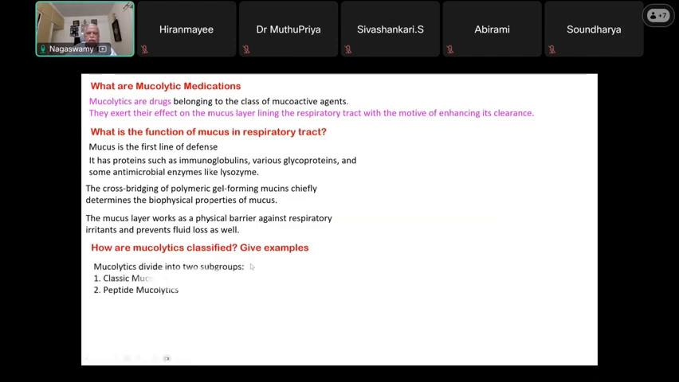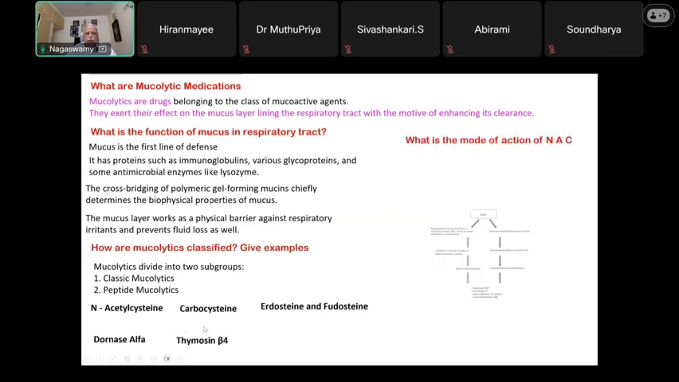The mucolytics are classified as classic mucolytics or peptide mucolytics. These are the two classifications. N-acetylcysteine is the common classic mucolytic. Then carbocysteine, erdosteine and mesna. These are the classic ones. And the peptide ones are dornase alfa and thymosin beta 4.